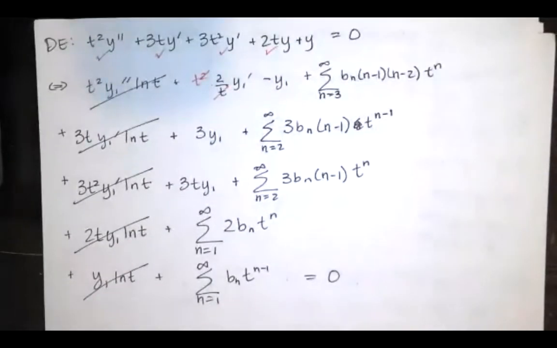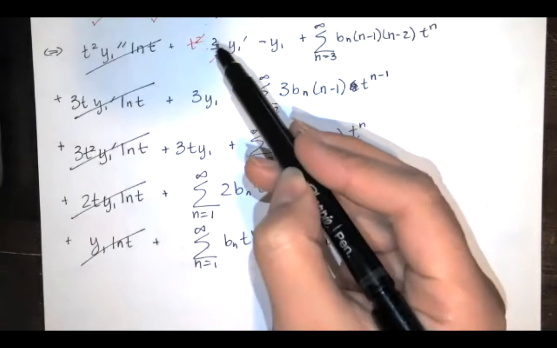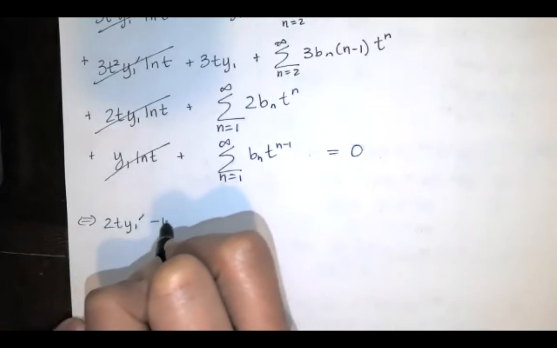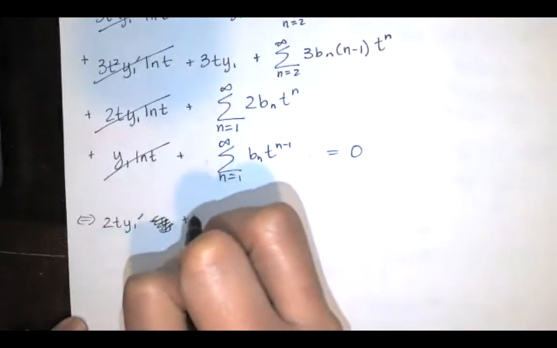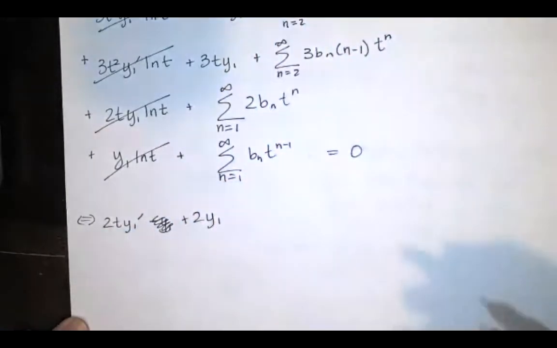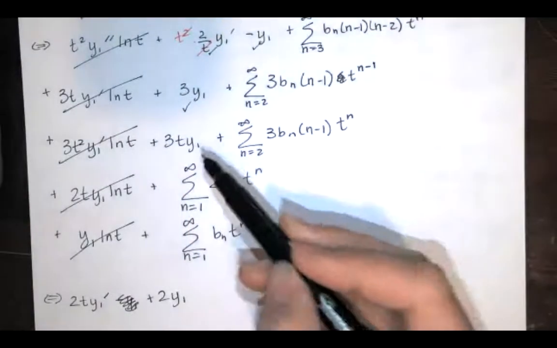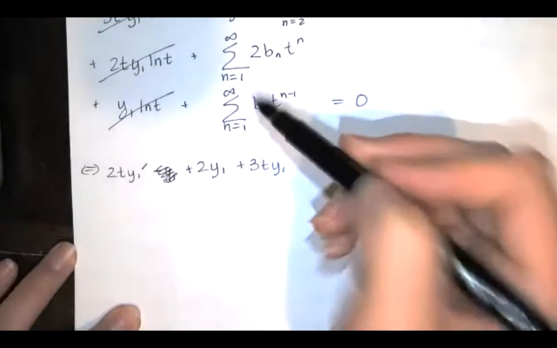So you might say, well, what do we have left? Well, then we have a 2t times y sub 1 prime minus y sub 1 plus 3y sub 1. So that's going to give me plus 2y sub 1. Taking care of this one, and this one. Then I've got a 3t times y sub 1 there. Plus the sum of 1, 2, 3, 4, 5 series.